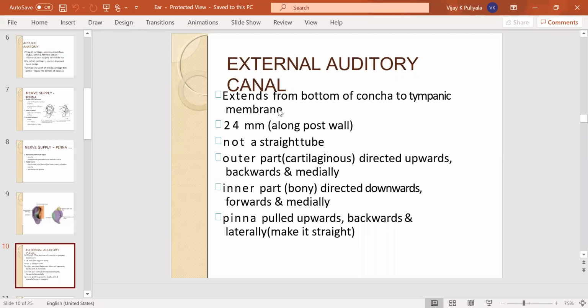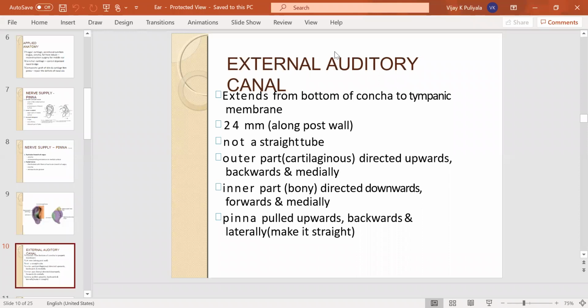So the length of the external auditory canal is around 24 mm. It is not a straight tube. So the external acoustic meatus has two parts: the outer cartilaginous part and the inner bony part.